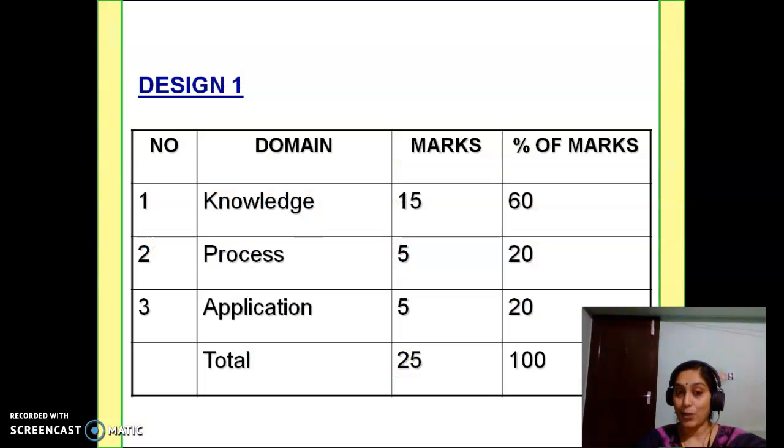knowledge domain, process domain, application domain, creativity domain, and attitude domain. Here we are taking into account knowledge, process, and application. A sample is given below: the serial number, domain, marks related to each domain, and the percentage of marks given. The total marks is 25.